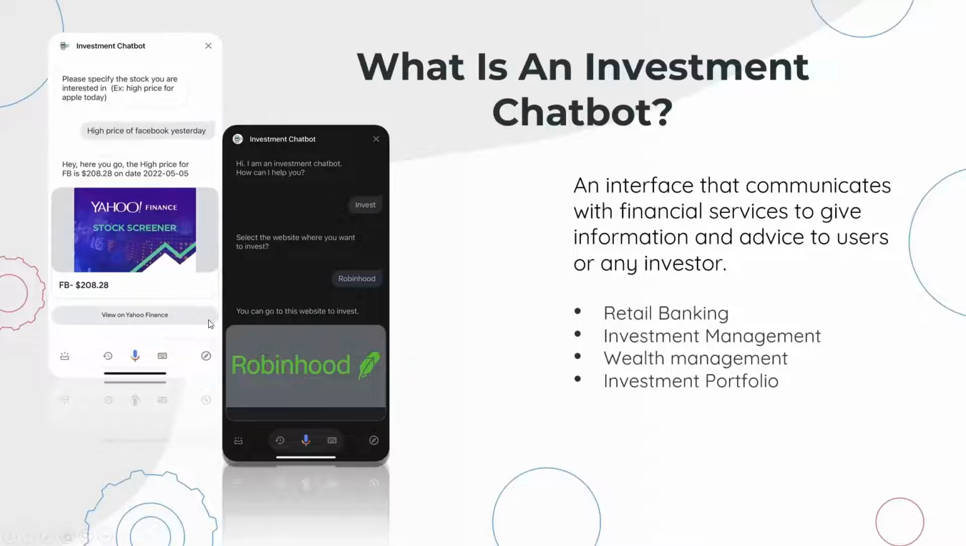So what is an investment chatbot? A chatbot for investing purposes is an interface that communicates with financial services to give information and advice to the users or any investor. Chatbots are dominating in the financial industries, mainly in retail banking, investment management, wealth management, and investment portfolio management sectors. Investment chatbot creates a dedicated relationship serving investors with their investment management.